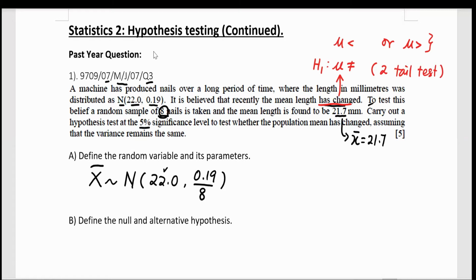Step B, define the null and alternative hypothesis. As the question is asking you to test whether the mean length has changed, supposedly the mean length should be 22. That is the population mean. But because we want to see whether it has changed or not, whether the mean value is still 22 or not, the H1, the alternative hypothesis, is not equal to 22. That's why this is called the two-tail test.